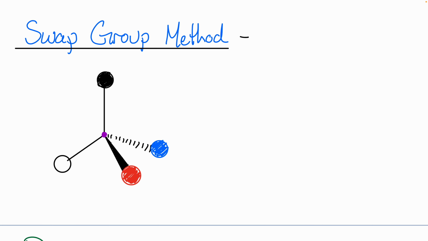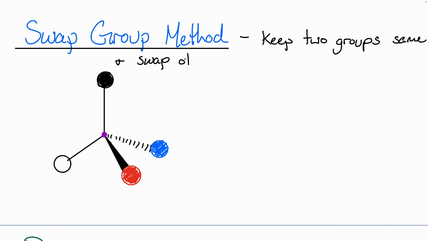All right, so for our swap group method, we're going to keep two groups the same, and then swap the other two groups.